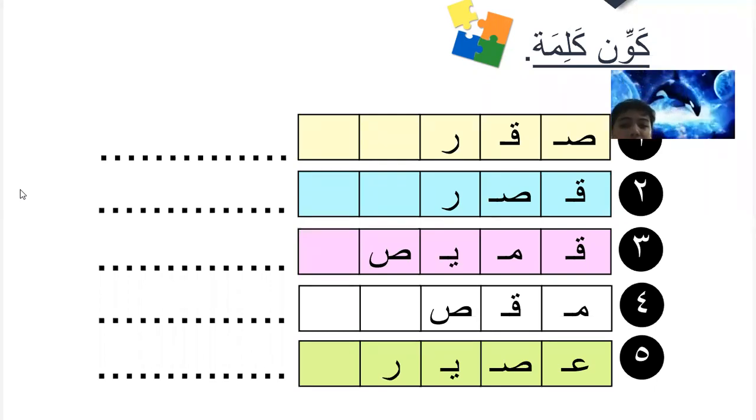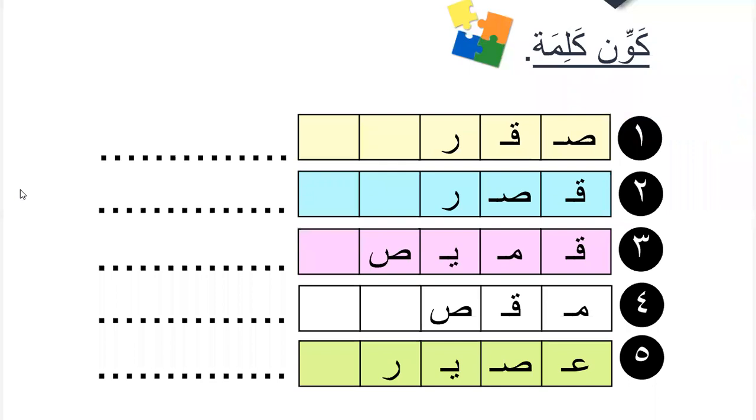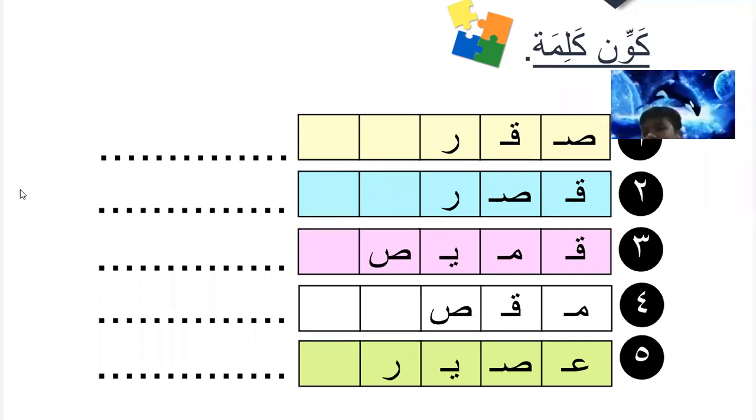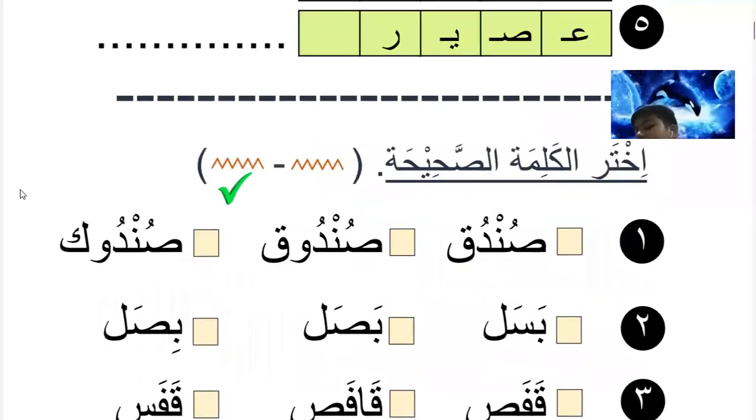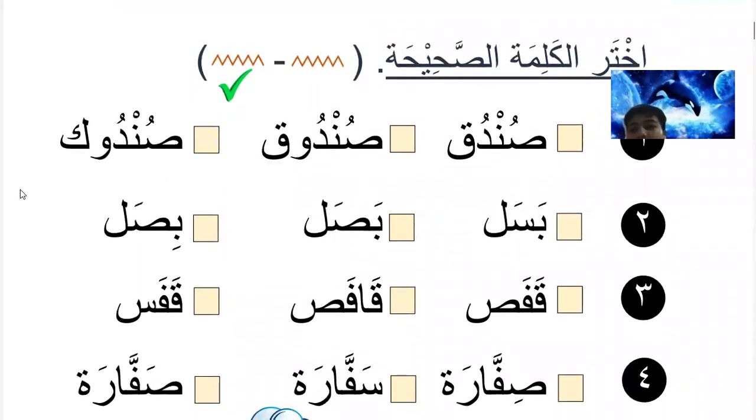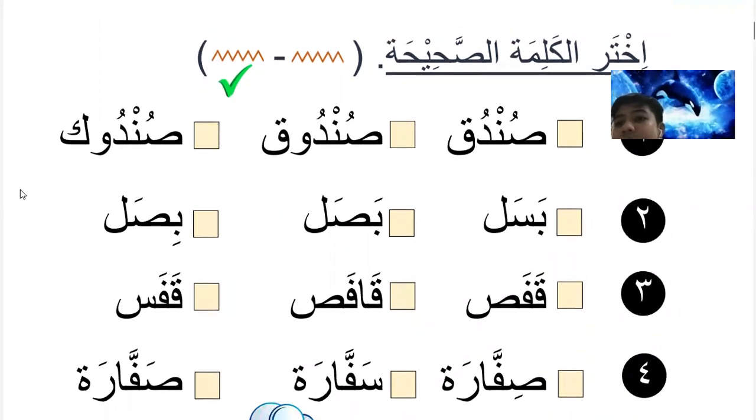Then mikas, I think. Mikas is sahi. Good. Then it's probably the juice, I think. Asir means juice. Good. Ikhtaril kalimata sahiha. Choose the correct one. Sunduk.